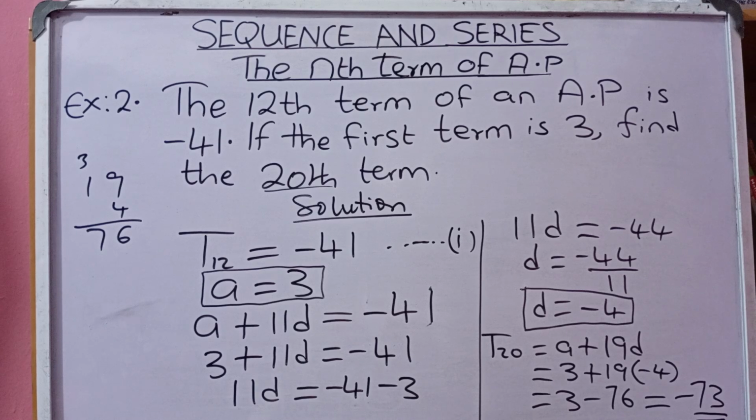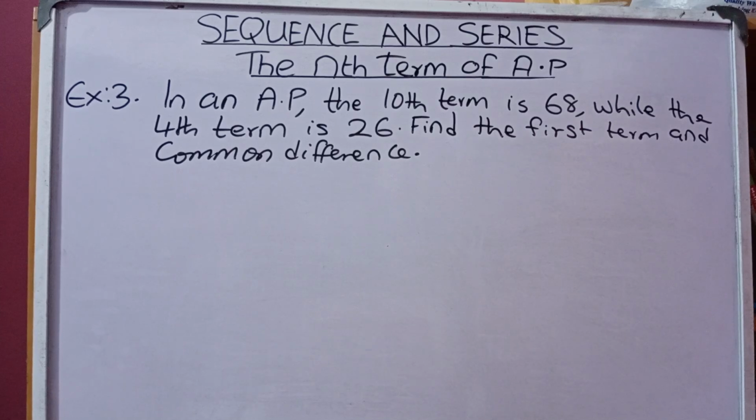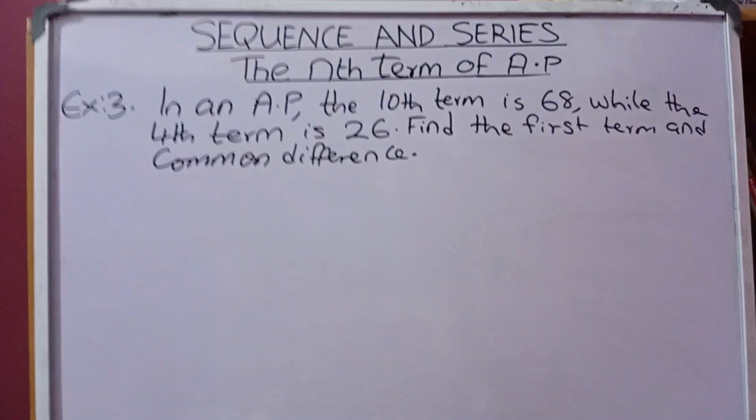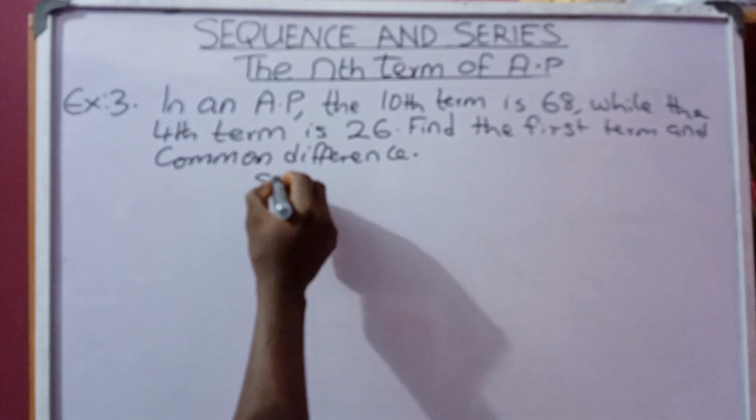Now let's take the second to the last question. All right, so number 3 question says, in an AP, the 10th term is 68, while the 4th term is 26. Find the first term and the common difference. Look at how we are going to be approaching this particular one. Solutions.